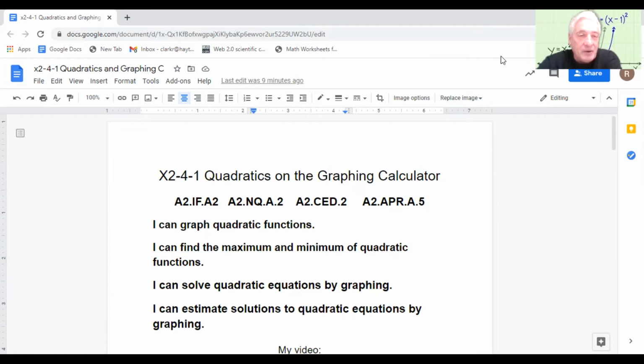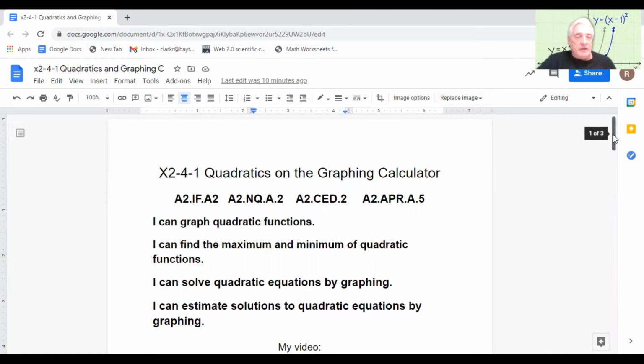Yeah. Today we're going to talk about quadratics on a graphing calculator. Our major objectives are A2 IF and A2 NQ. At the end of this, you should be able to say, I can graph quadratic functions on the calculator. I can find the maximum and a minimum of a quadratic function. I can solve quadratic equations by graphing, and I can estimate the solutions to the quadratic equations by graphing.